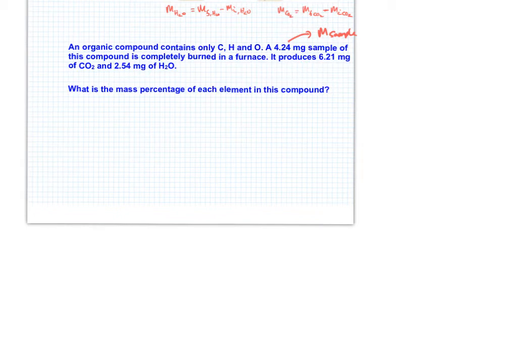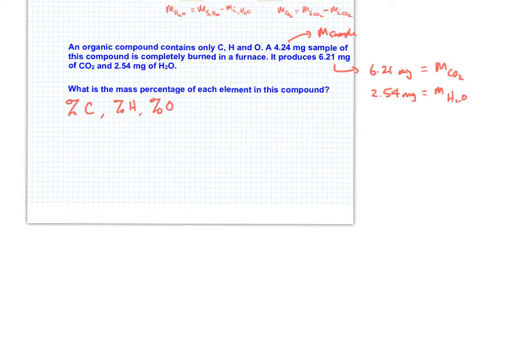These are the things that are absorbed in those special absorbers. So in other words, 6.21 milligrams is my mass of CO2, and 2.54 milligrams is my mass of water. So this problem is asking for the mass percentage of each element in this compound. In other words, I want to know this at the end of the day: percent carbon, percent hydrogen, and percent oxygen.